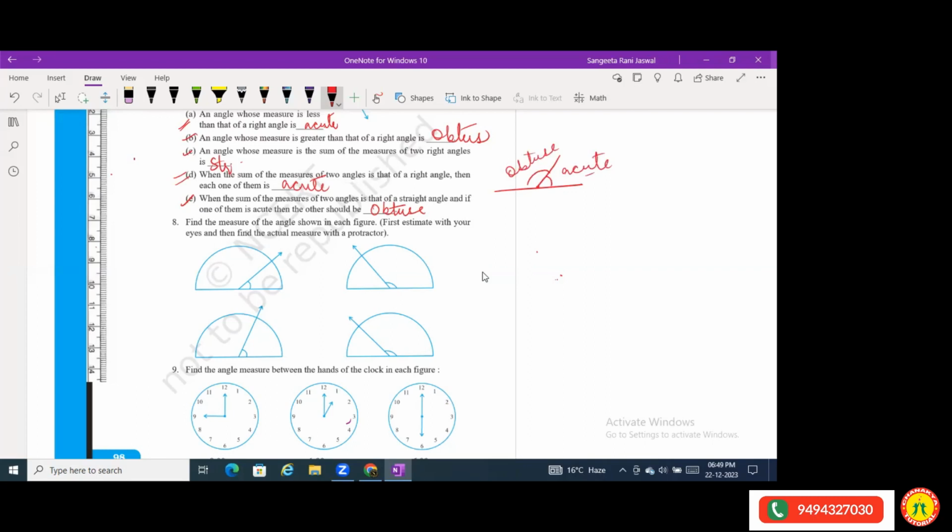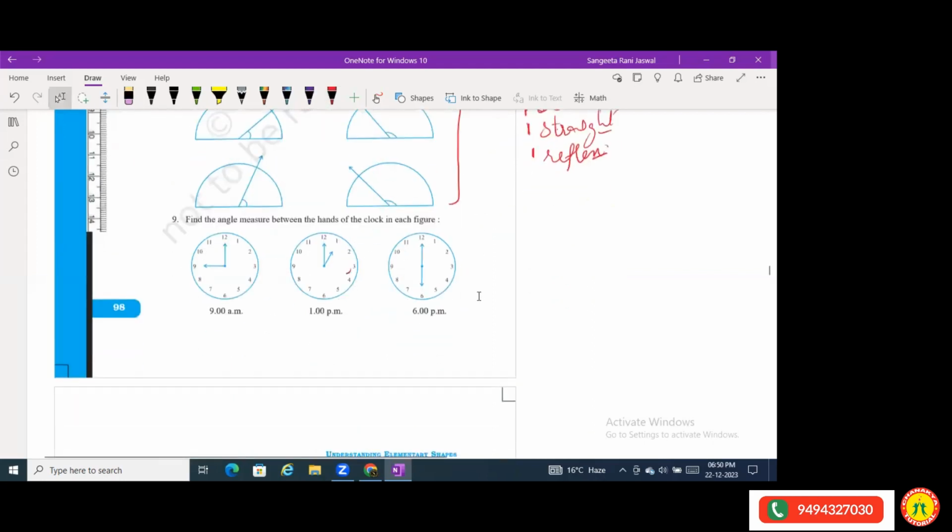Now, question number 8. Again, the actual measurement has to be done with the protractor. For this, I'm giving you homework. Please note it down now. Make one acute angle, one obtuse angle, one straight angle, one reflex angle. You have to make one of each kind: one acute, one obtuse.